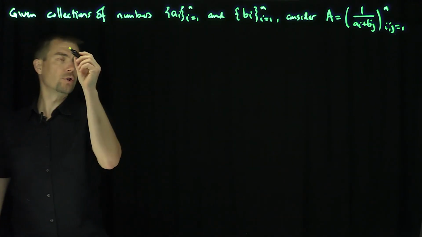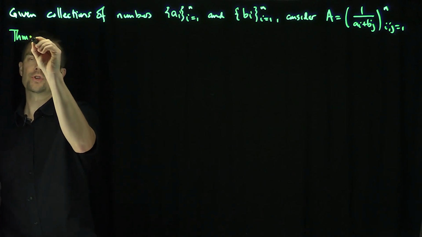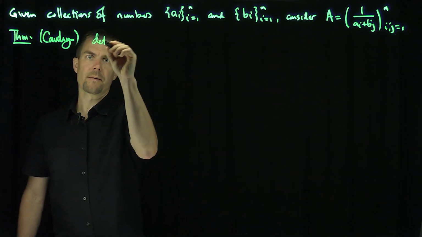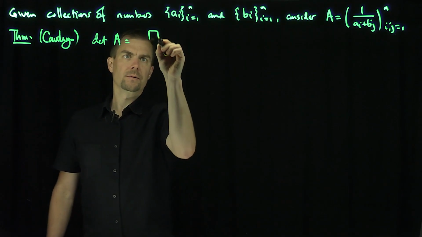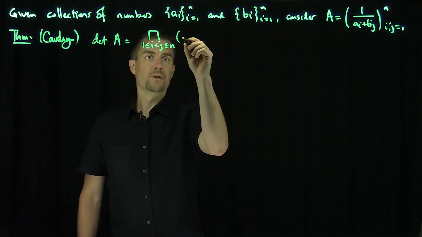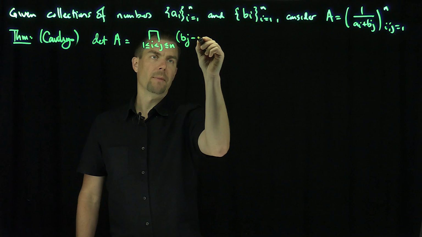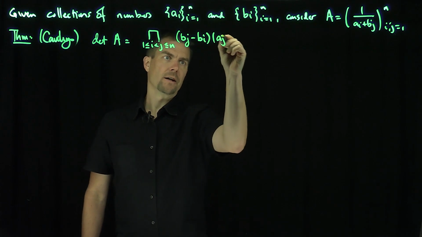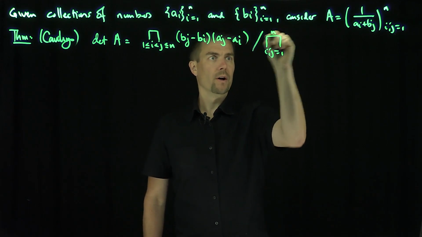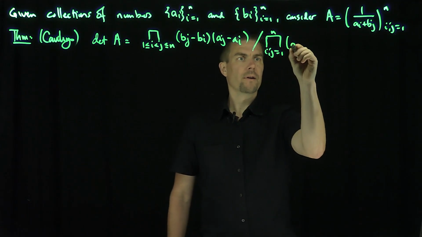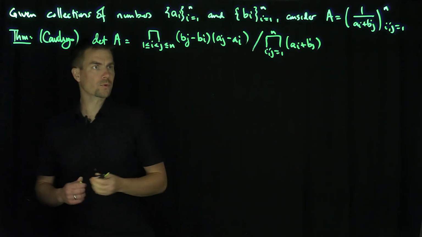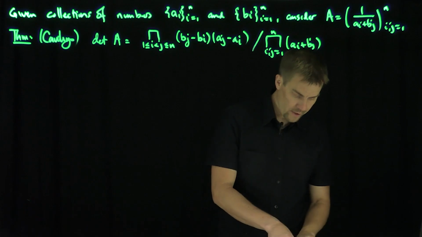We claim, these are called Cauchy determinants, then the theorem, which is due to Cauchy, states that the determinant of A is the product over i less than j less than or equal to n of all the differences b_j minus b_i, and then a_j minus a_i, over the product over all i and j from 1 up to n of a_i plus b_j, like that. And so, of course, what we want to do is prove this by induction. And so here comes the first step of the proof.